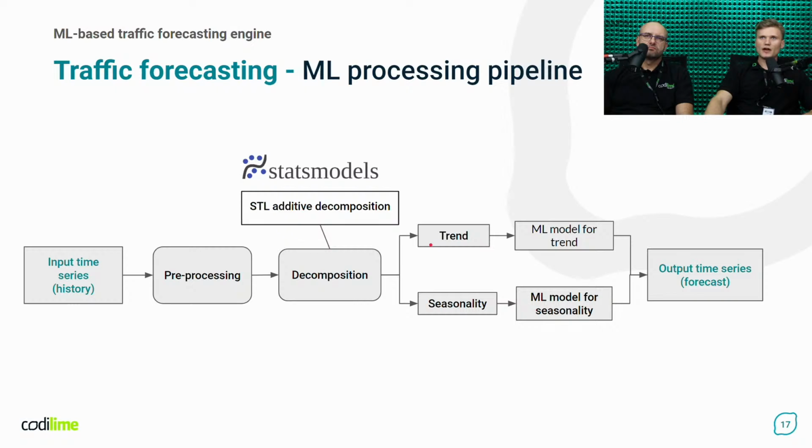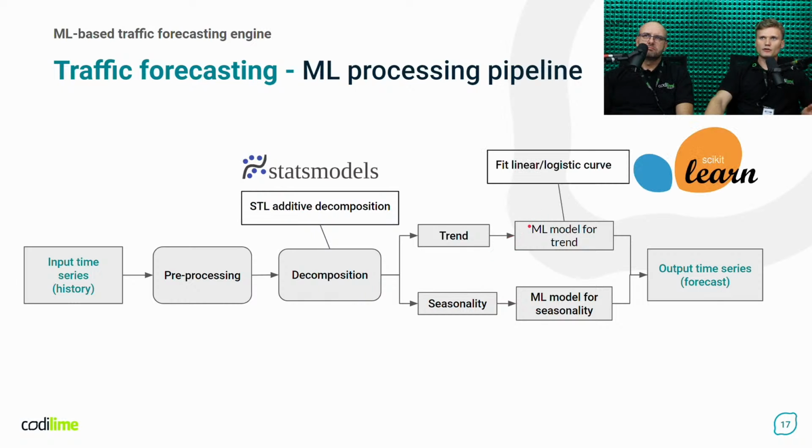After the decomposition, we have a trend and a seasonal component. So we forecast those 2 components separately. For the trend, we fit a linear or logistic curve from the scikit library.